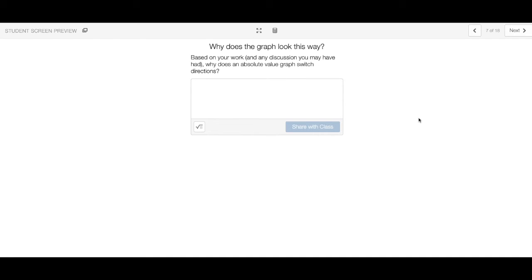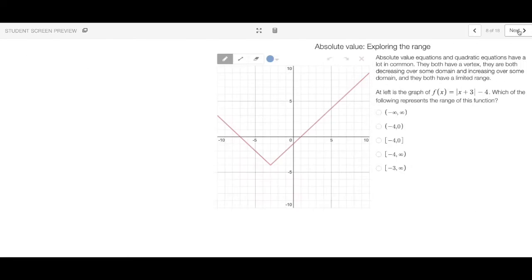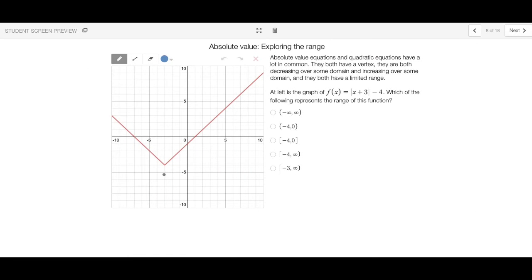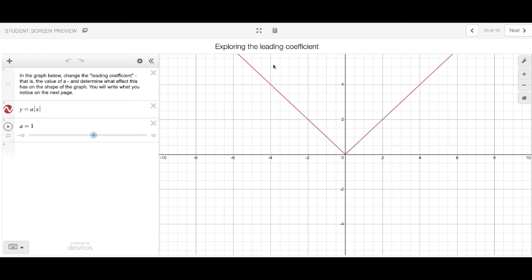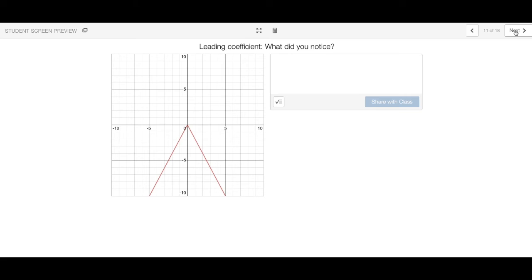From there, you'll have a brief discussion with your class, and anything that you learn from that discussion is what you'll write here. Then, you're going to be exploring what happens with the range. You can annotate this graph for any key features, and then you'll do a brief comparison of this line, this linear function, to this absolute value equation. You'll explore what happens when you change the value of a. So this is y equals 1 times the absolute value of x. Now y equals negative 4.9 times the absolute value of x. So notice what happens when we change a. You'll write about what you noticed.